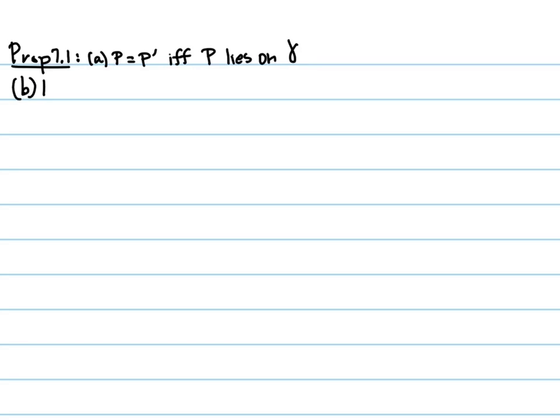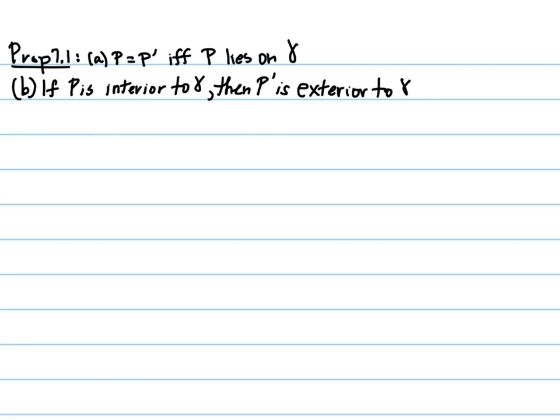B, if P is interior, and you actually discovered some of this with GeoGebra, if P is interior to gamma, what can you say about P prime? Yeah. Then P prime is exterior to gamma. And vice versa. And what do you suppose happens if you talk about P double prime like this? Right. It would be P itself. There's this symmetric relationship.